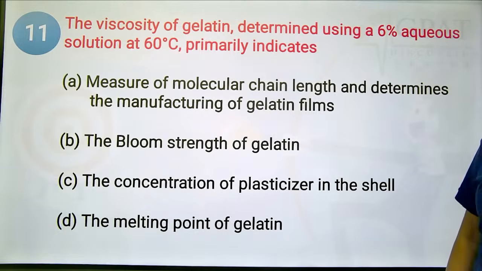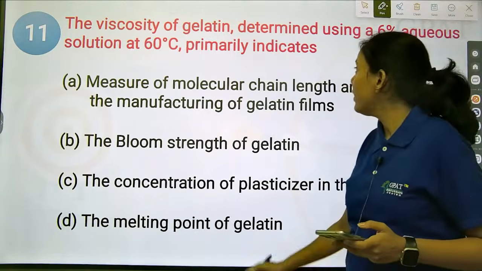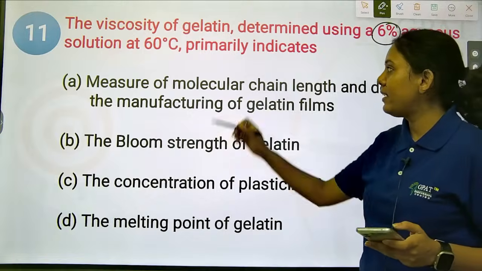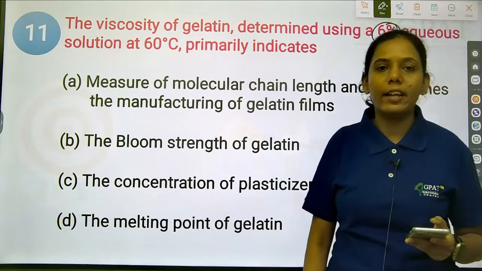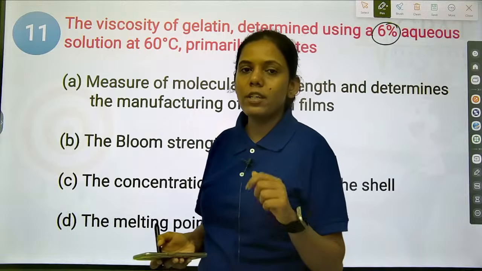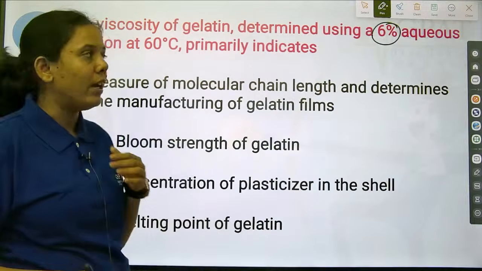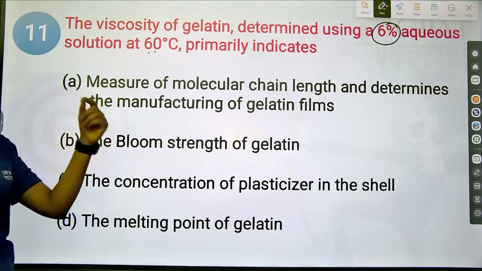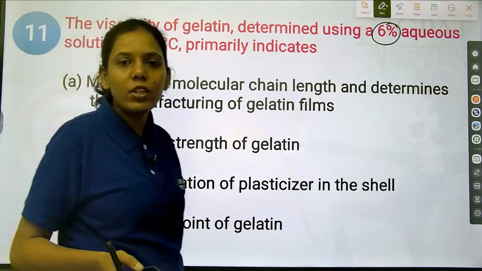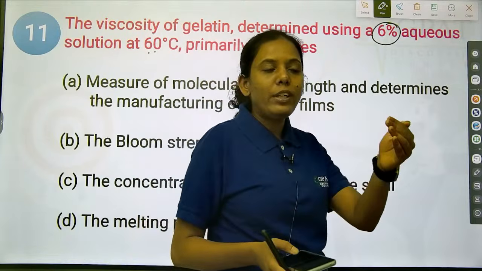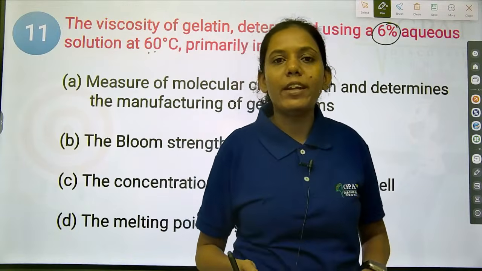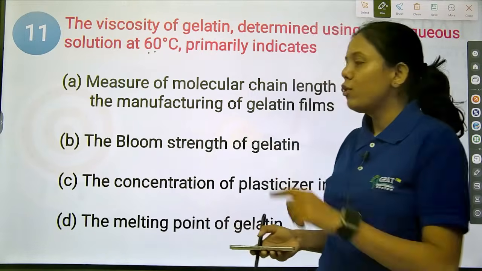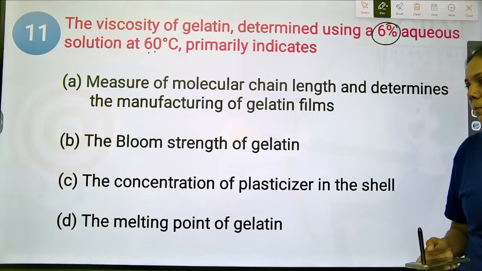The viscosity of gelatin, it is determined using 6% aqueous solution at 60 degrees Celsius primarily indicates. As I told you, for the viscosity, you will be using 6%, okay? And it is done at 60 degrees Celsius because at 60 only it will be liquid. How will you measure the viscosity, right? Once you take it back to room temperature, it will solidify and you will not be able to calculate the viscosity. So that is the reason for 60 degrees Celsius.